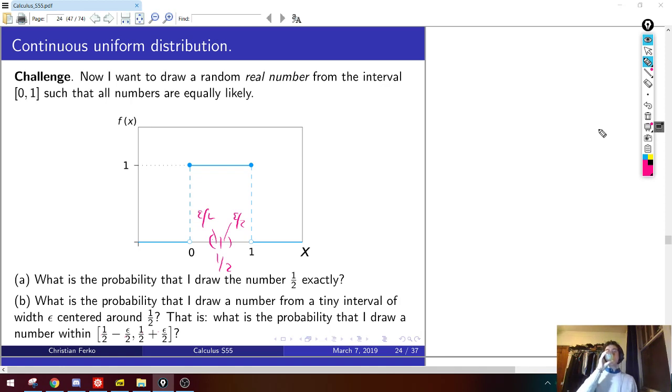I'm going to say epsilon over 1. Yeah, good. So probability equals epsilon over 1, and maybe just like one sentence, can you explain why that's true? Because this interval has width epsilon, and the total width is 1. So I guess it's kind of like a representation of the percentage of the interval made up by epsilon.